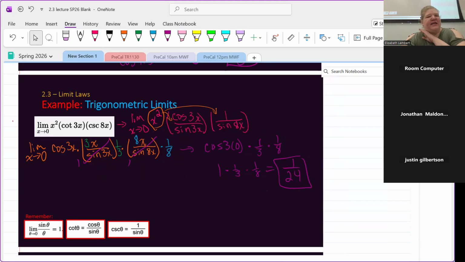So these trig limits can look very intimidating on first glance, but they are making use of the same few trig limits. And it's very often the sine ugly over ugly. So what questions do y'all have on how this one shook out?